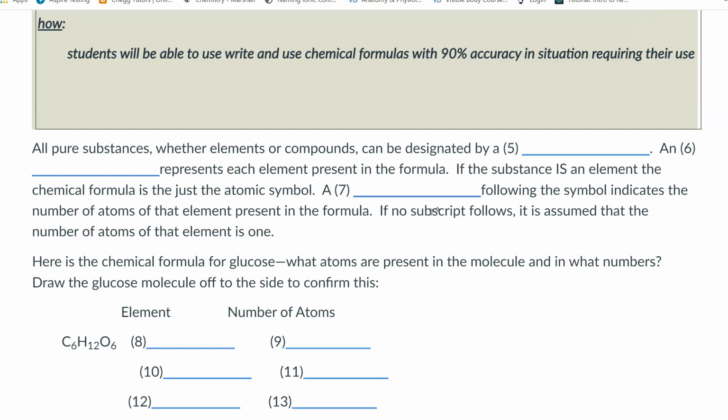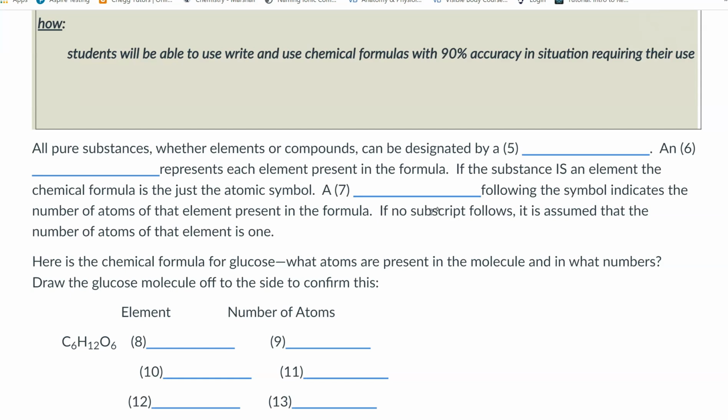So I'm hovering over this one, and a blank, there it goes. A subscript is the answer that we're looking for here. I'm not sure why that's not coming up either. A subscript following the symbol indicates the number of atoms of that element present in the formula. If no subscript follows, it's assumed that the number of atoms of that element is 1. So it kind of keeps flashing there, doesn't it? But it's not coming on.